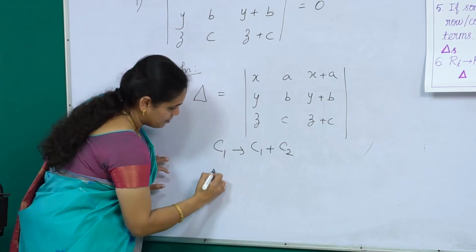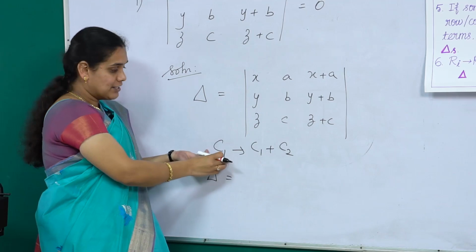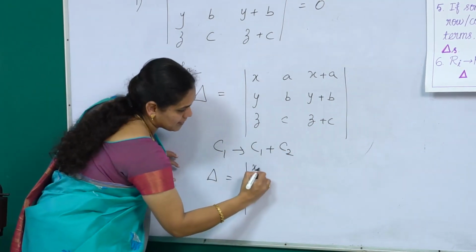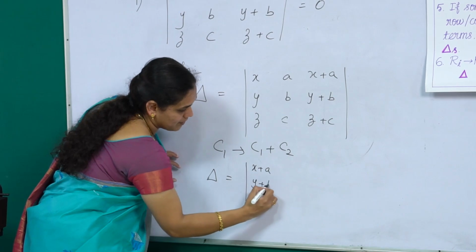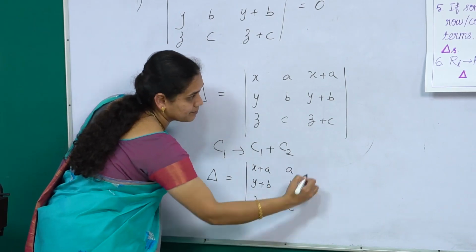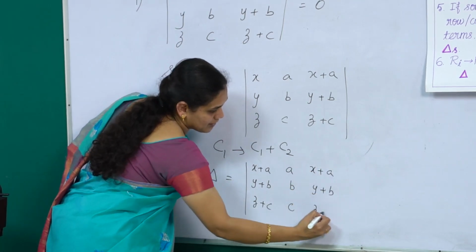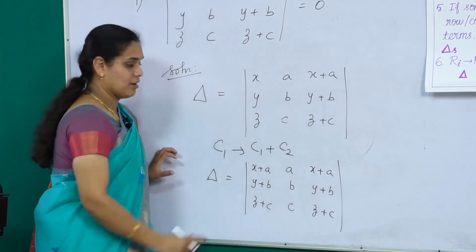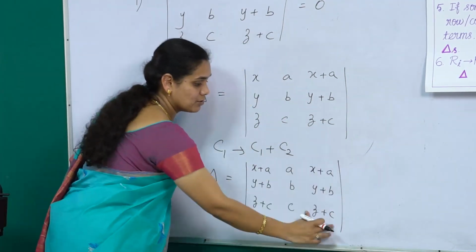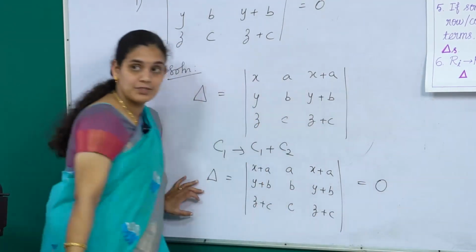Okay. You can write it in C2 also, the same operation. C1 becomes x plus a, y plus b, z plus c, and the second and third columns remain the same: x plus a, y plus b, z plus c. See, by the third property we get C1 and C2 as identical. So we can easily say that this is equal to 0.